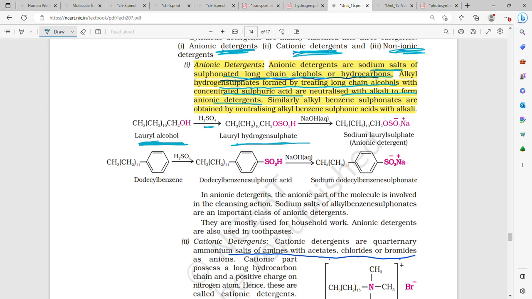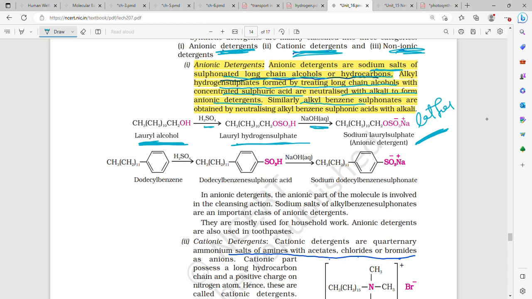This hydrogen sulfate is then treated with an alkali, sodium hydroxide, to get an anionic detergent, sodium lauryl sulfate, which gives very good lather, and it is present in all the shampoos that we use. If you read the ingredient section, then you will find sodium lauryl sulfate.